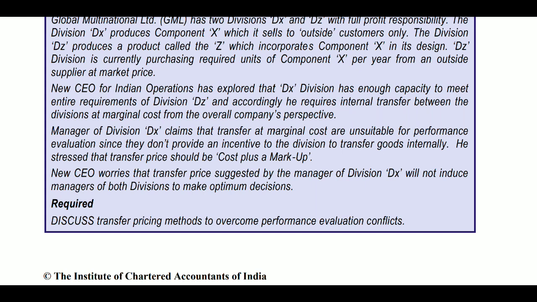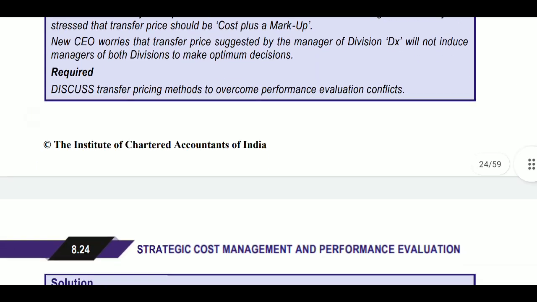So the CEO is telling us that we will go for marginal cost for DX. DX is saying it is not good and it will affect their incentive, so they want to go for cost plus markup. And the new CEO worries about the transfer price, since division DX is including the markup, so it is a problem. It leads to sub-optimization of resources, and goal congruence will be affected. To promote goal congruence, we will go for transfer pricing methods.